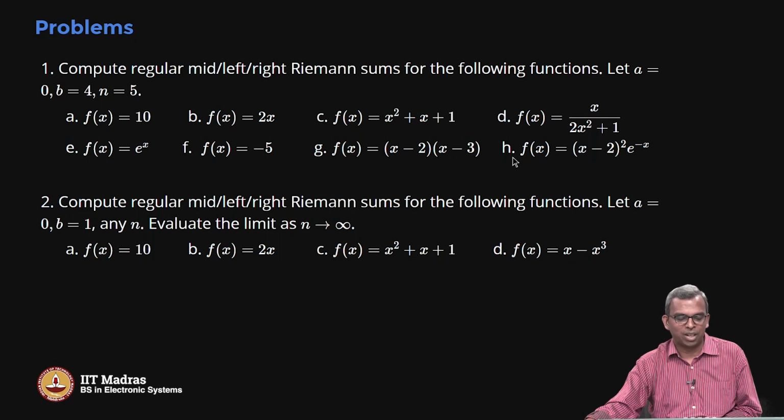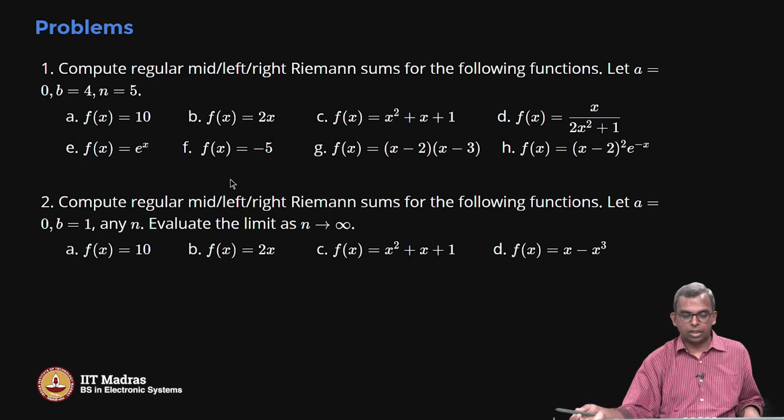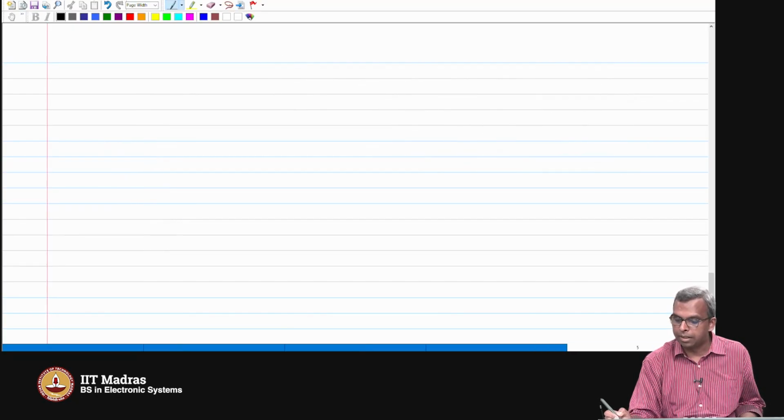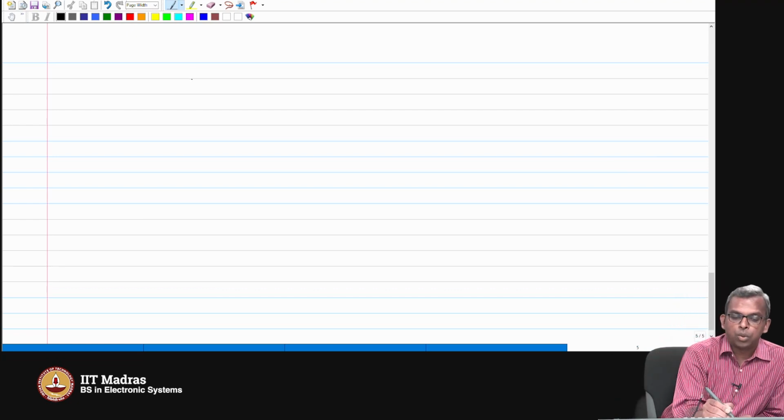Okay, so let's look at the second question. It says compute regular, mid, left, and right Riemann sums for the following functions: a equals 0, b equals 1, any n. Now for any n, you have to be a little bit watchful. So let's do this for any n, and the same x squared plus x plus 1 is there. This would be an illustrative sort of problem.